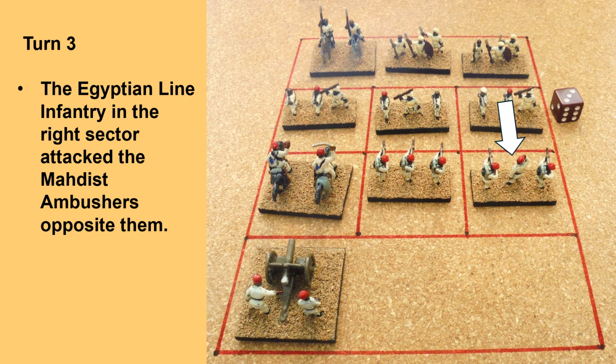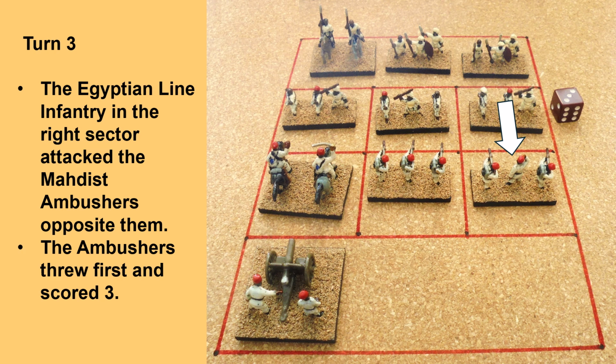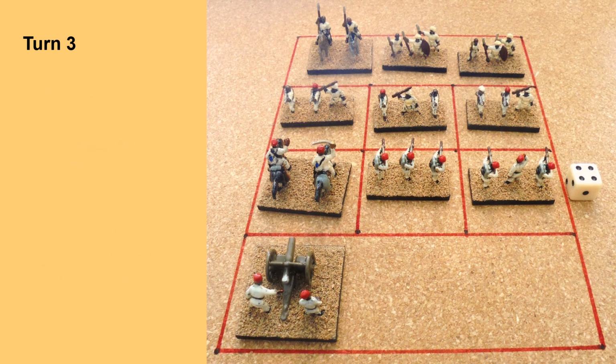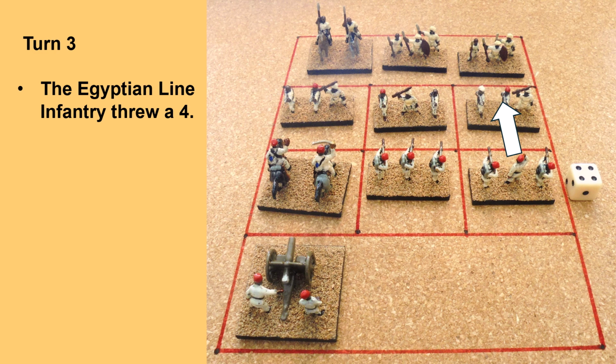The newly arrived line infantry unit in the right-hand sector attacked the Mahdists opposite them, but again the Mahdists threw first, scored a 3. In reply, the Egyptian line infantry threw a 4, which meant that neither side again prevailed in this close combat.